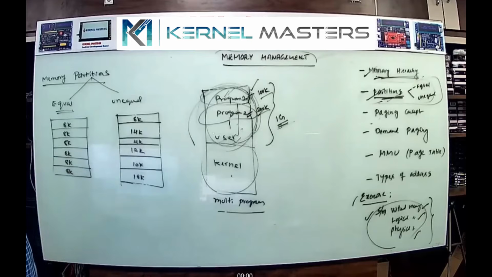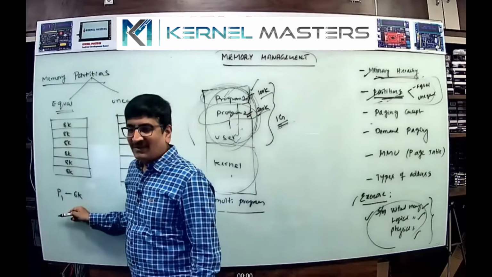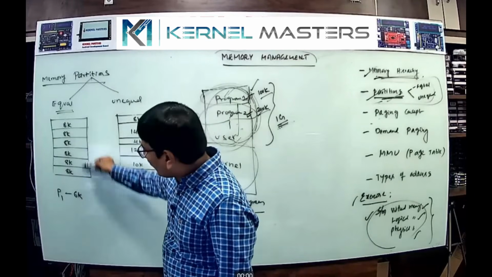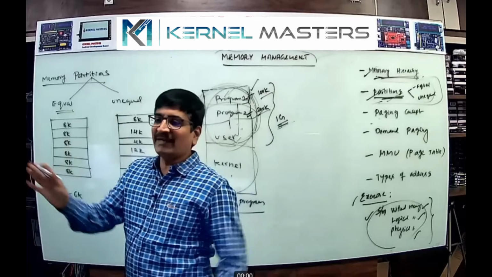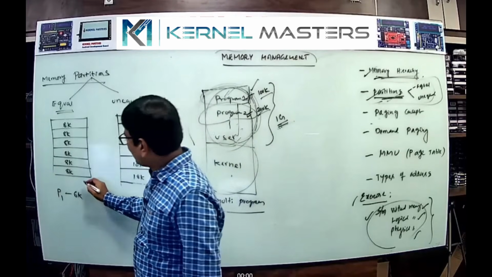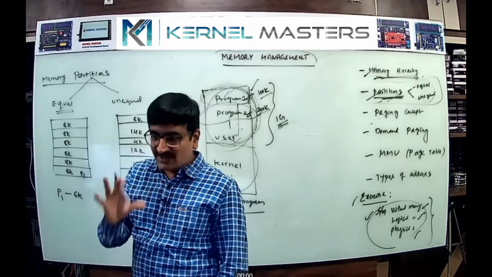What is the problem here? For example, the user wants to run a program. Program one size is 6 kilobytes only. So in an equal partition, you can occupy anywhere because all partitions are equally created and everything is free right now. For example, P1 occupies here now. P1 is actually 6 kilo.